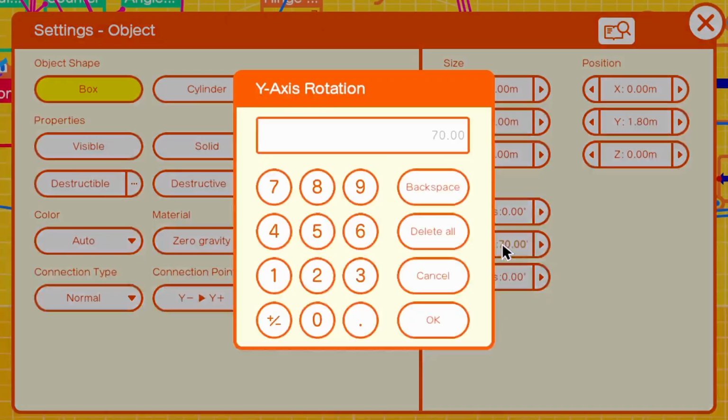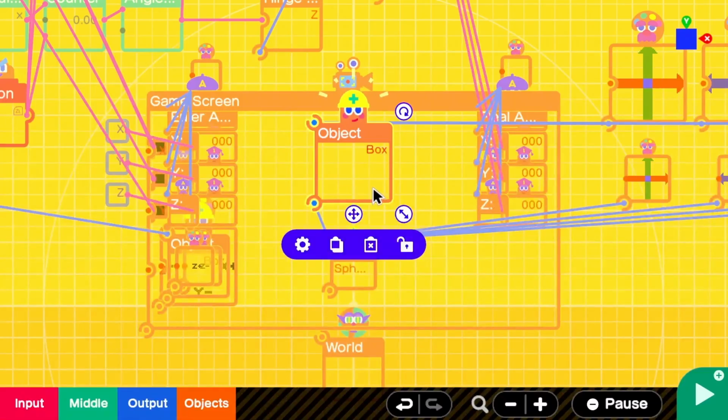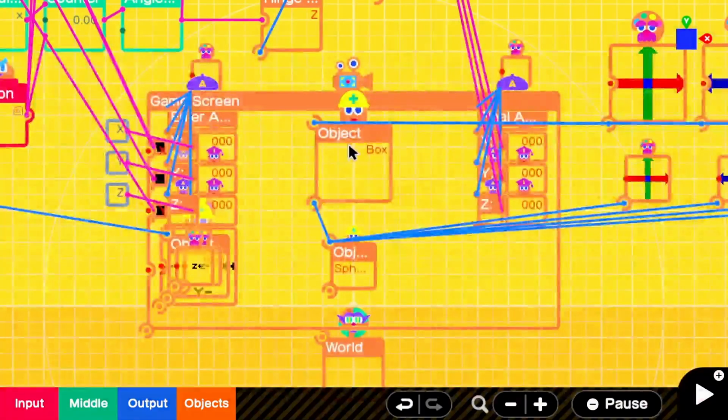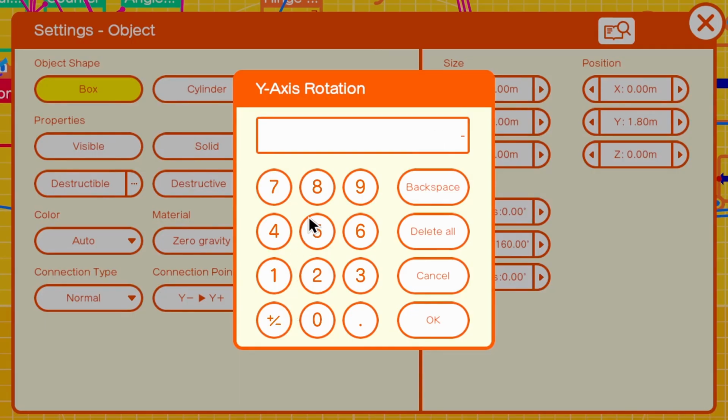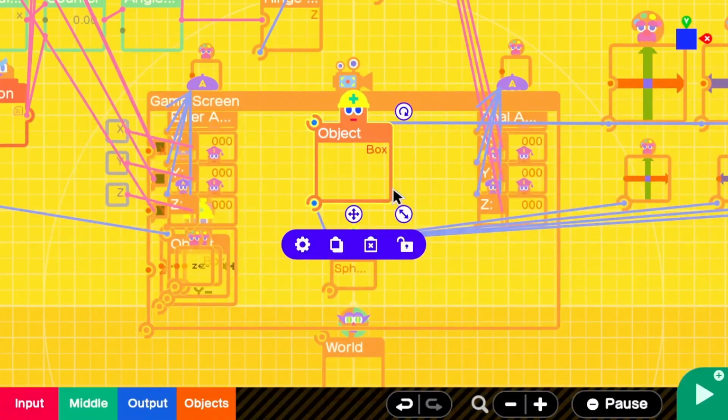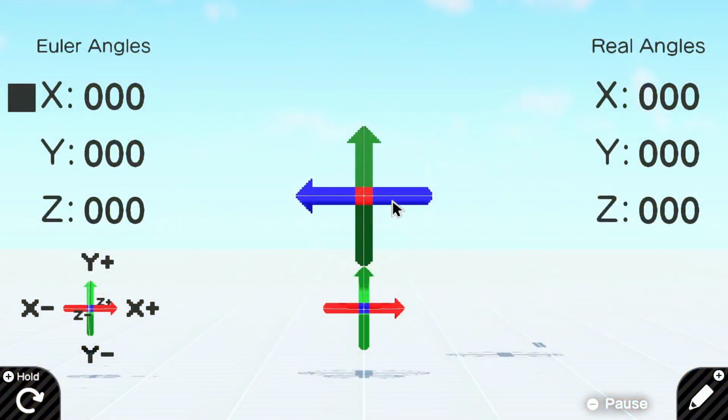Let's say I set this to 160. 160 is closest to 180, so this will be rotated by 180. And if I set this to like negative 70, this is closest to negative 90. So that is how rotations work when you have objects connected to them.